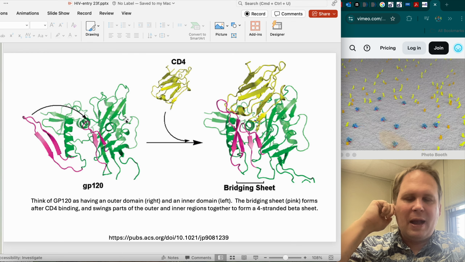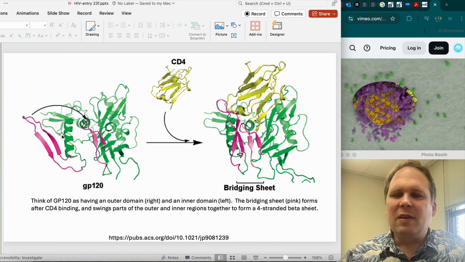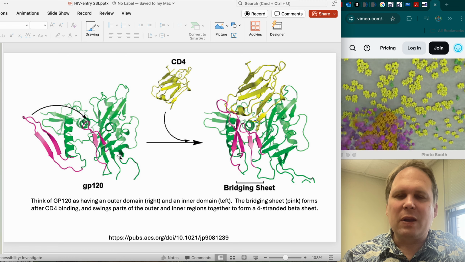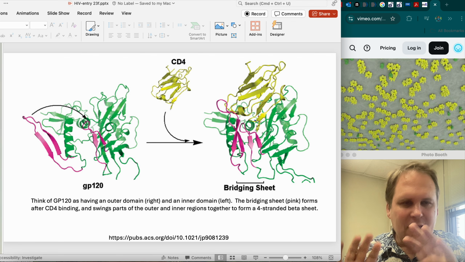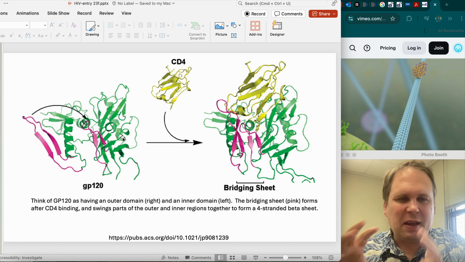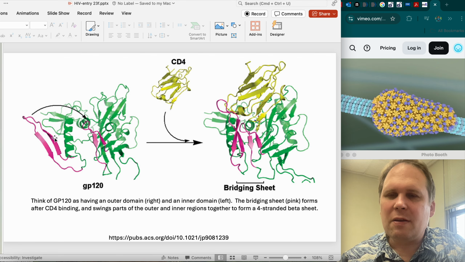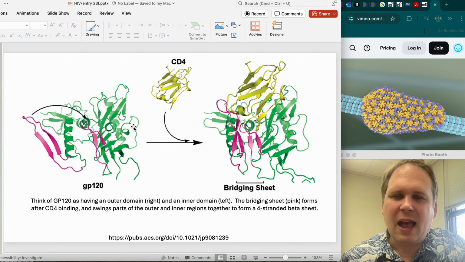Upon CD4 binding, so we add CD4 to the mix. This over here is GP120, and GP120 has a couple of different subdomains, or domains. That's just a part of a protein that does a job. This is the inner part, I believe, over here. This is the outer part.